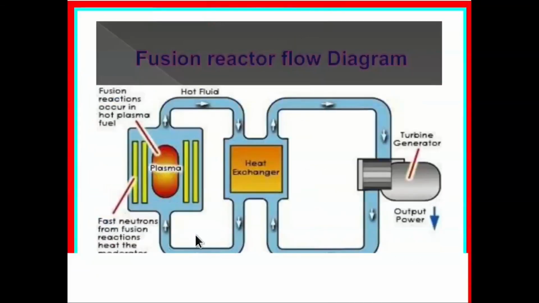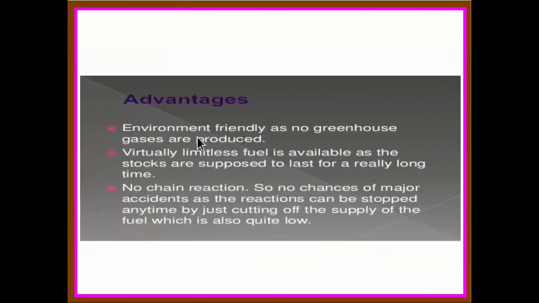So this is a typical schematic of a fusion reactor. We have the plasma where the fusion reactions occur. Fast neutrons from fusion reactions heat the blanket, and then this heat is transferred to the fluid. There is a heat exchanger, steam is produced, it runs the turbine, the turbine runs the generator, and finally we get electric power output.